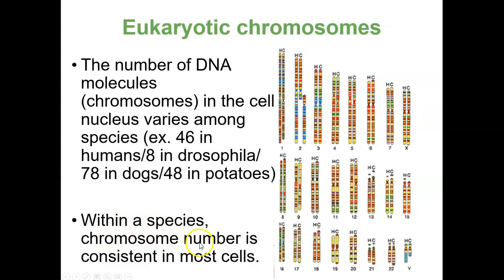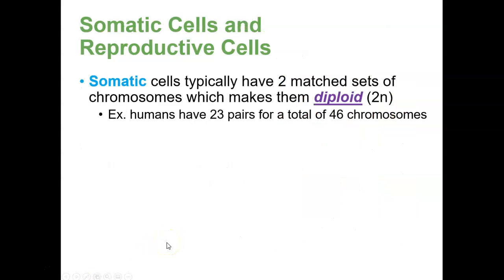Within a species, though, that chromosome number is the same in most cells. So you notice that these pairs of chromosomes, pair 1 through 22 in the human, these are called autosomes. And the last pair are what we call the sex chromosomes. So in somatic cells, this is where we have typically 2 matched sets of our chromosomes. So we have 2 copies of every chromosome. That's why they're called diploid. Di means 2. And we represent that as a 2N.